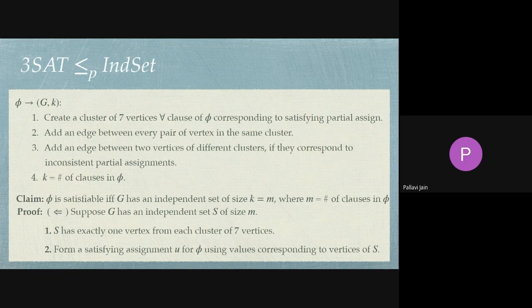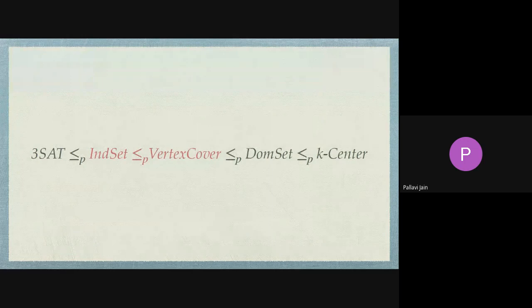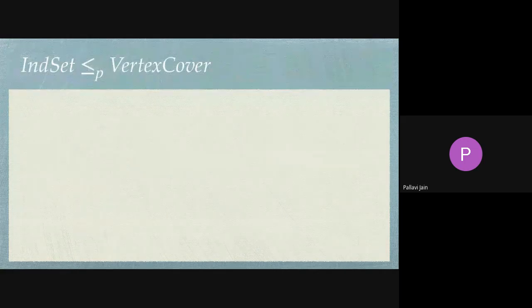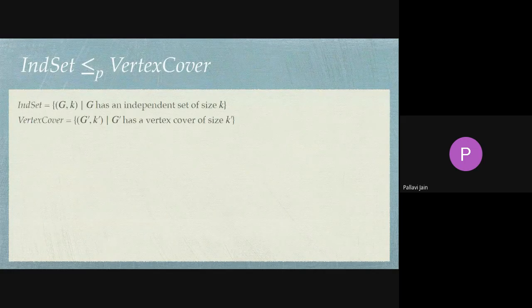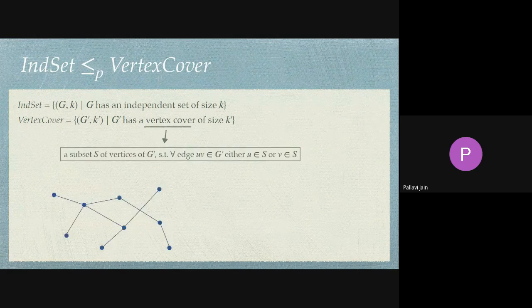Okay, so this completes our first reduction. Let's see the second one. It is from independent set to vertex cover. Vertex cover, I believe you all already know. In case you do not, it is just a subset S of vertices such that for every edge UV, either U or V is in S. So for instance, here you can see that it has a vertex cover of size 3. I doubt there is any smaller vertex cover.